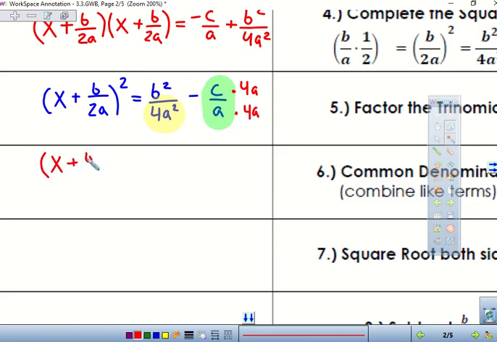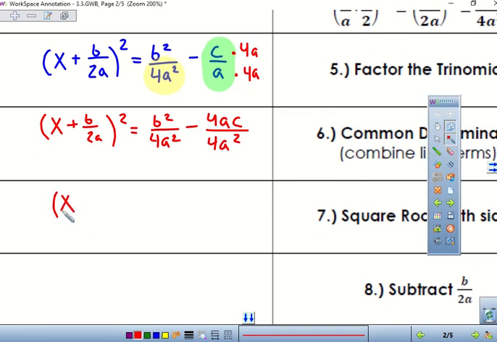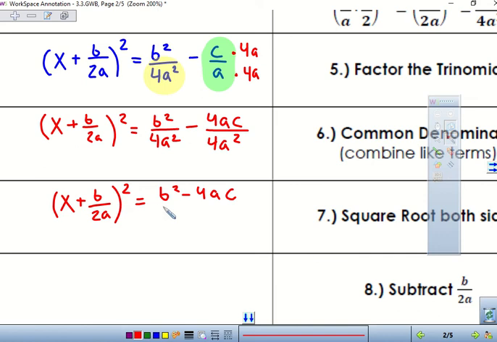So this side stays the same. And this side becomes b squared over 4a squared minus 4ac all over 4a squared. Okay, I just multiply the top and bottom of that second fraction by 4a. So do you see how now they have the same denominator? So once something has the same denominator, I can rewrite it over the same one big denominator, right? Like this, b squared minus 4ac all over 4a squared.